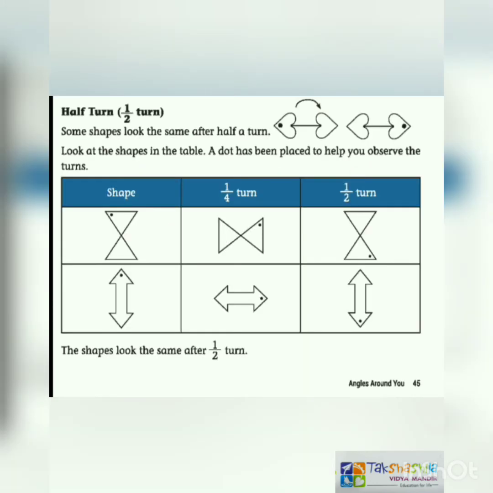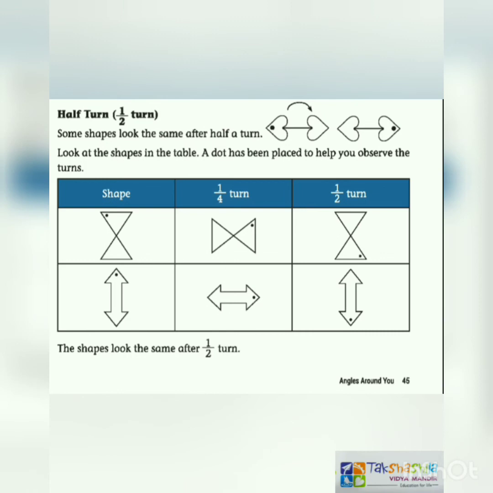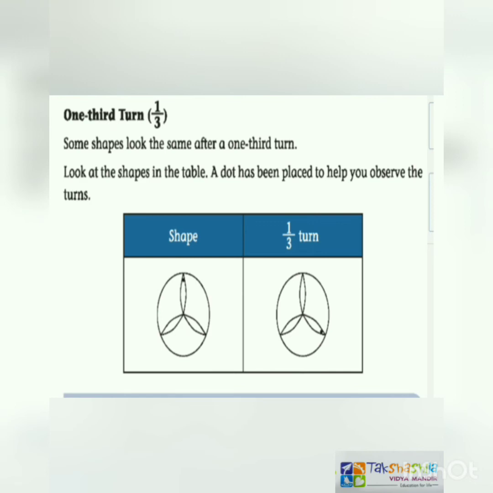Now just see the half turn, and see the first image. Two heart-shaped structures are connected by a line. For identification they have kept the dot. So if you are turning it a half turn, the image will not be changed, so it is a half turn. If you are turning it a quarter turn, the image position will be different, so it is a half turn rotational symmetry. Next one is 1/3 turn.